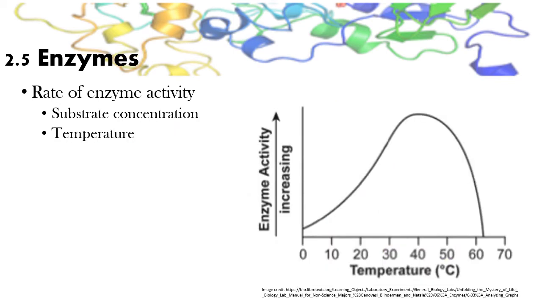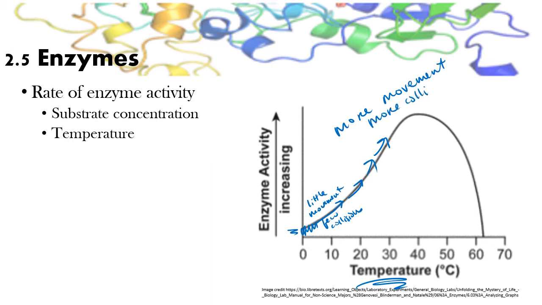Temperature can also change the rate of enzyme activity. So if things are very, very cold, when things are cold, there's very little movement. And if we have little movement, there are very few collisions. And if there are very few collisions, the rate of enzyme activity is going to be very, very low. If I start to warm things up, we're making that temperature go up, up, up. The warmer things are, the more movement there is. And if there's more movement, then there are going to be more collisions. And if there are more collisions, we're going to have a higher rate of enzyme activity to a point.